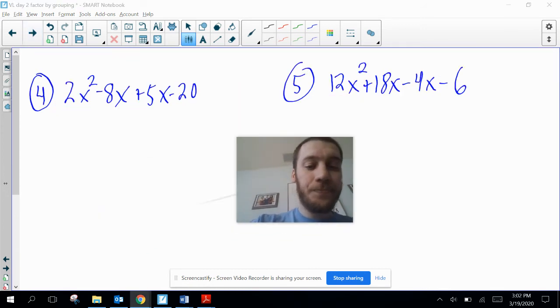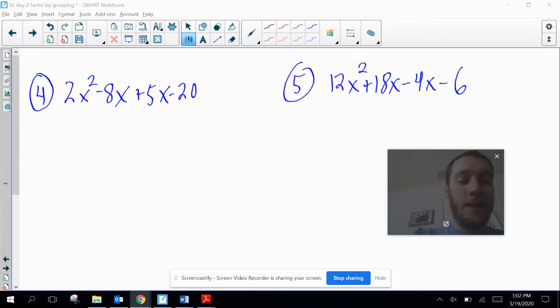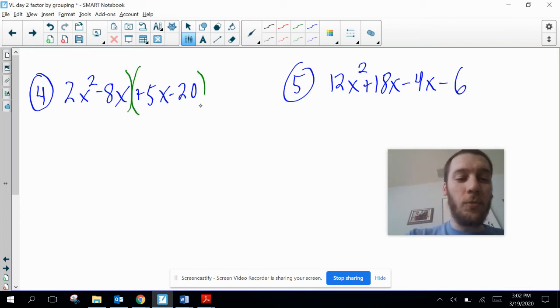Keeping it moving. So we've got, it's in the right order. Got the x squared, then the x's, then the numbers. There is not a GCF between all of them. So I'm looking to group the first two, group the second two. Over here, GCF is 2x. Right here is plus 5.